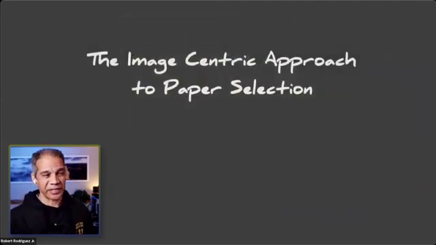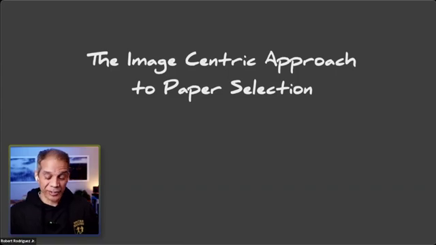Now, I call this approach the image-centric approach, and that means that I start with the image and the story that I want to share with the image, and then I try to pick from a category of papers that I think will best complement what I'm trying to bring across in the image. Now, this is not the only approach, right?